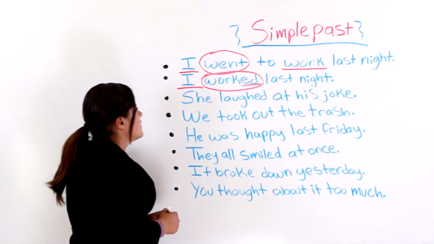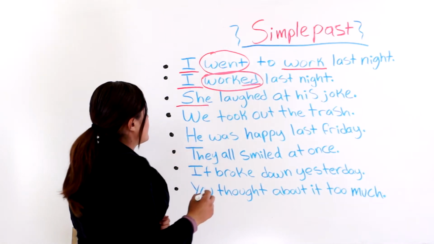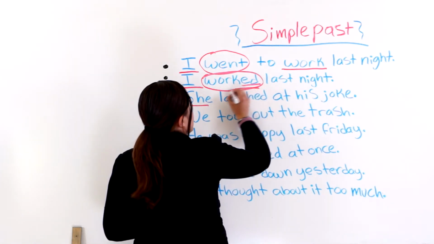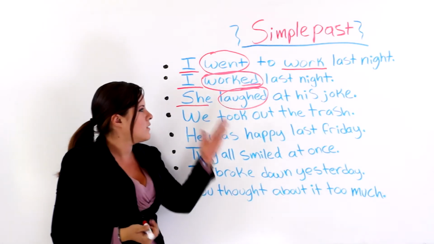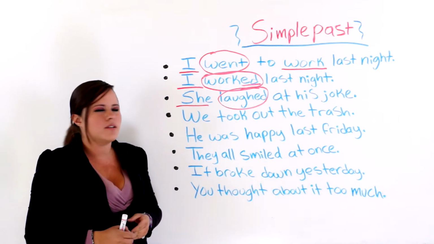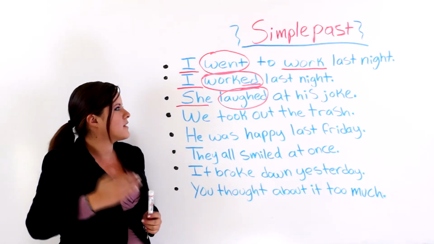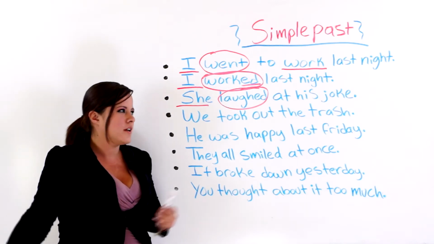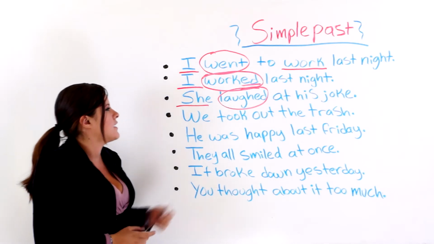Okay? Next one. She. Personal pronoun. She what? She laughed at his joke. It doesn't say when, but we know it's simple past. So we know it happened in the past, okay? It wasn't a progressive thing, like she was laughing at his joke. Okay, no, she laughed. That's it. Simple past. At his joke.